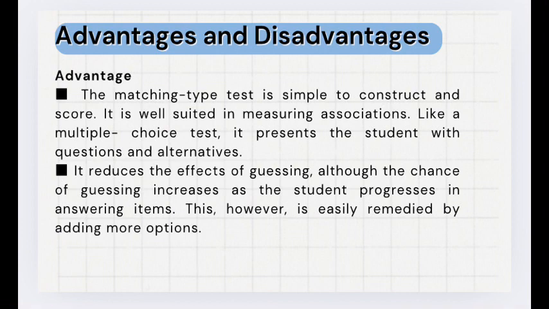make connections between items. And it is easy to construct and score because you only make two lists of related items and there is only one answer for each item. The next advantage is that it reduces the effects of guessing, although the chance of guessing increases as the student progresses in answering items. This, however, is easily remedied by adding more options.